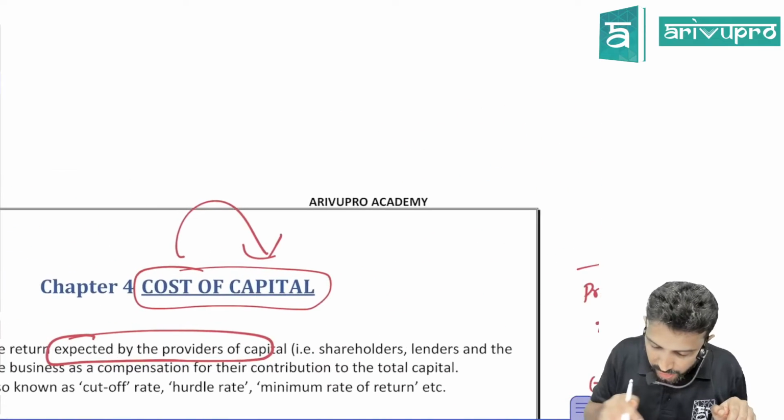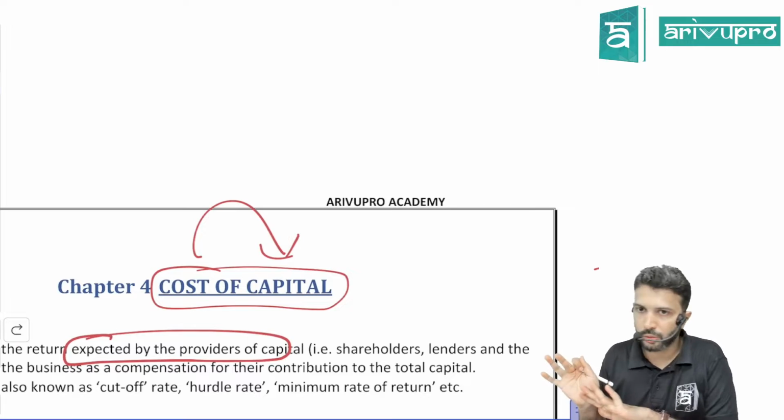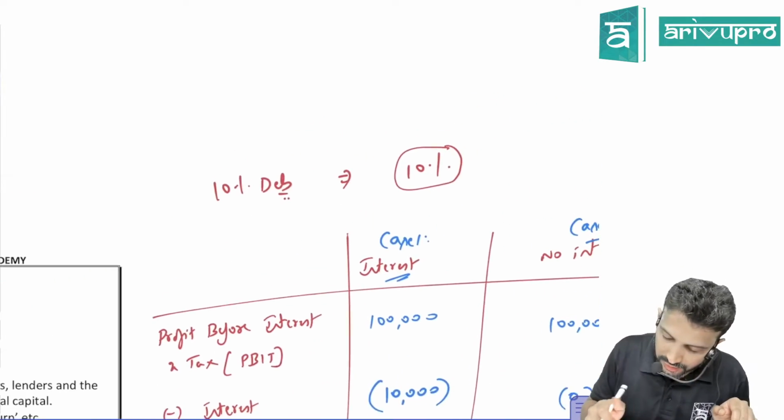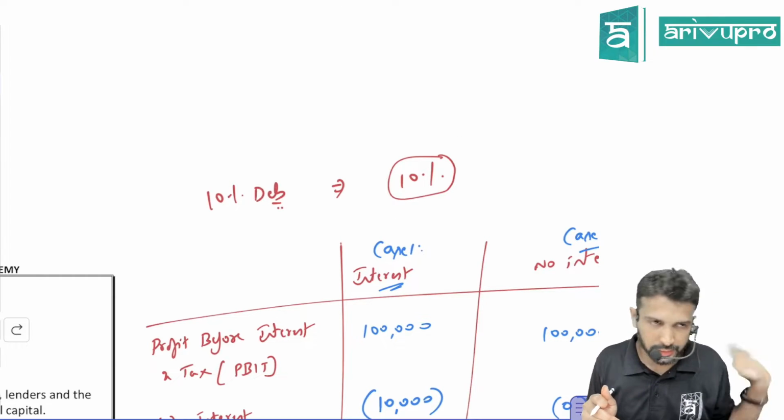Hence, we need to calculate the cost of capital. All this background you don't have to know, it's just for your reference. Understood? So whatever number is given, you can't take it straight away. We need to calculate it. That is one scenario.